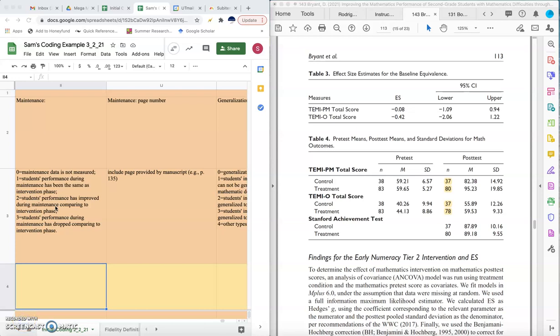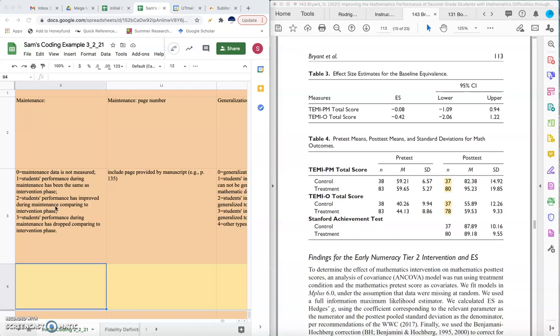Okay, so we're going to look at our last section within the demographics page of the coding guides. What we're going to focus on here is maintenance and generalization. When I'm thinking about maintenance, I'm thinking about whether the effects are lasting long after the intervention has finished. Really, the only way to assess this in a group design study is if there is a delayed post-test.